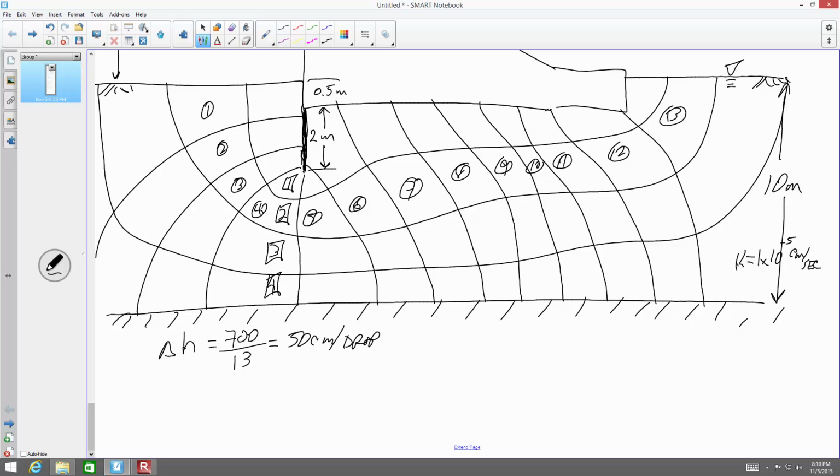The flow rate Q under the dam: Q equals K delta H times N sub flows over N sub drops. K we were given 1 times 10 to the minus 5. Delta H was the 700. Number of flows was 4. Number of drops was 13.